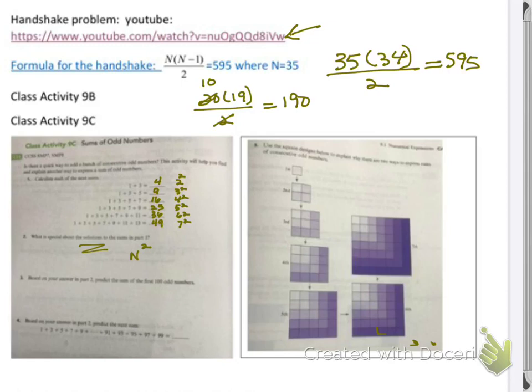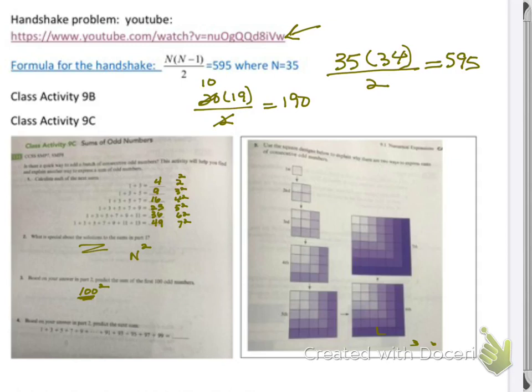So based on your answer in part 2, predict the sum of the first 100 odd numbers. So isn't that going to be 100 squared? Because of the number of odd numbers you have, and it says the first, so you know you're starting from 1, and that's how you're getting 100 squared.